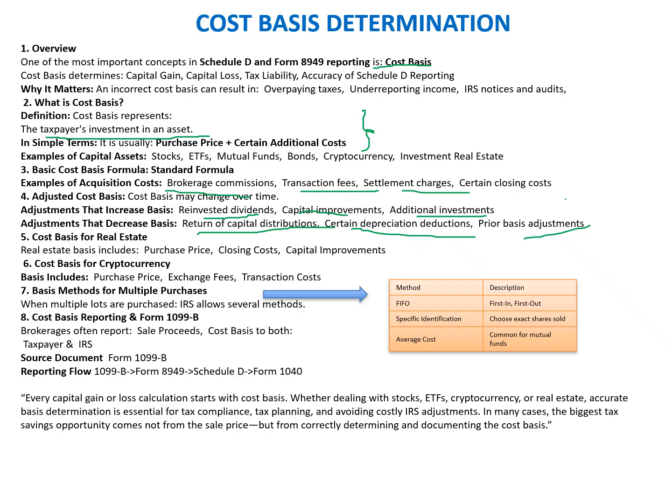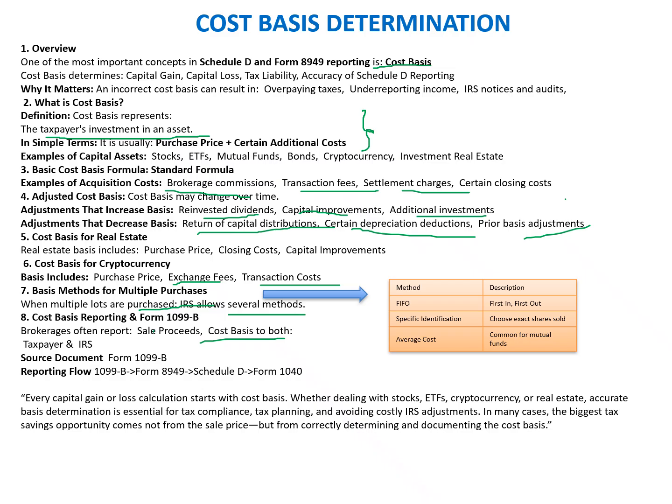When we talk about the cost basis in cryptocurrency, it includes the purchase price plus exchange fees plus the transaction cost. When multiple lots are purchased, the IRS has several methods: the FIFO method, the specific identification method, or the average cost method is used to evaluate the total cost for that particular asset. Brokerages often report the sale proceeds and cost basis to both the taxpayer and the IRS. The source document, as we understood in the previous slides as well, is the 1099-B, which is issued by the broker and contains all this information. That information flows into the 8949 form, and from 8949 it flows into Part 1 and Part 2 of the Schedule D.